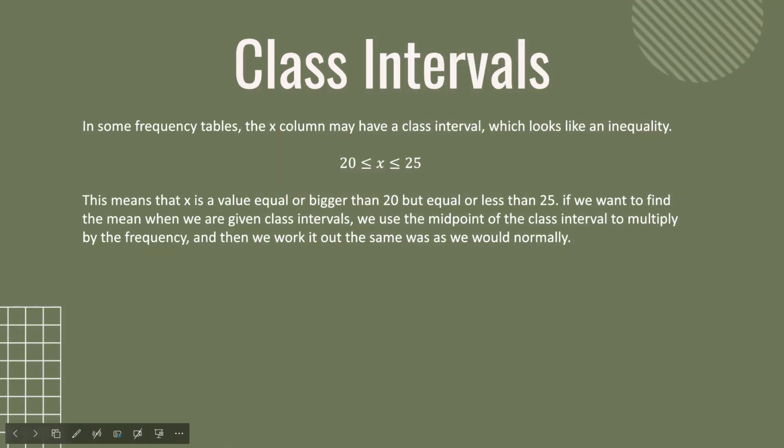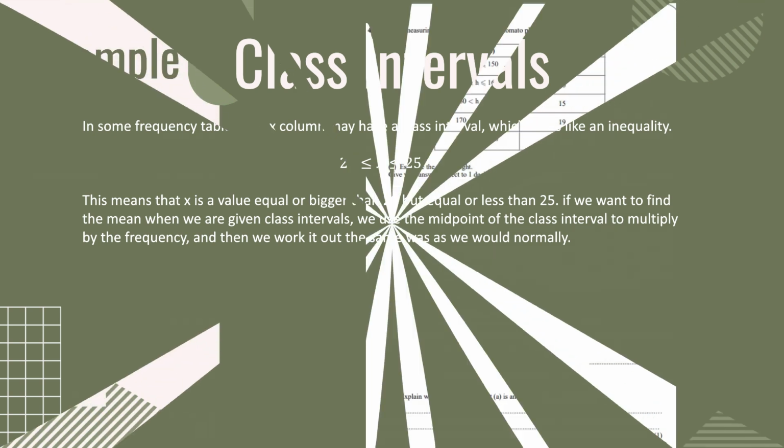In some frequency tables, the x column may have a class interval, which looks like an inequality. In the example here, it means that x is a value equal to or bigger than 20, but also equal to or less than 25. If we want to find the mean when we're given class intervals, we use the midpoint of the class interval to multiply by the frequency. Then we work it out the same as we would normally. So here we'd use the midpoint of 22.5 times our frequency.